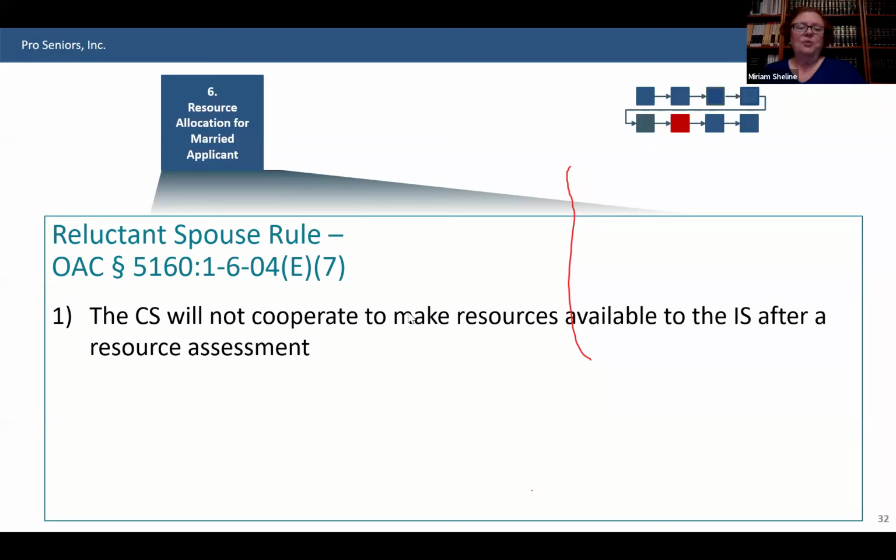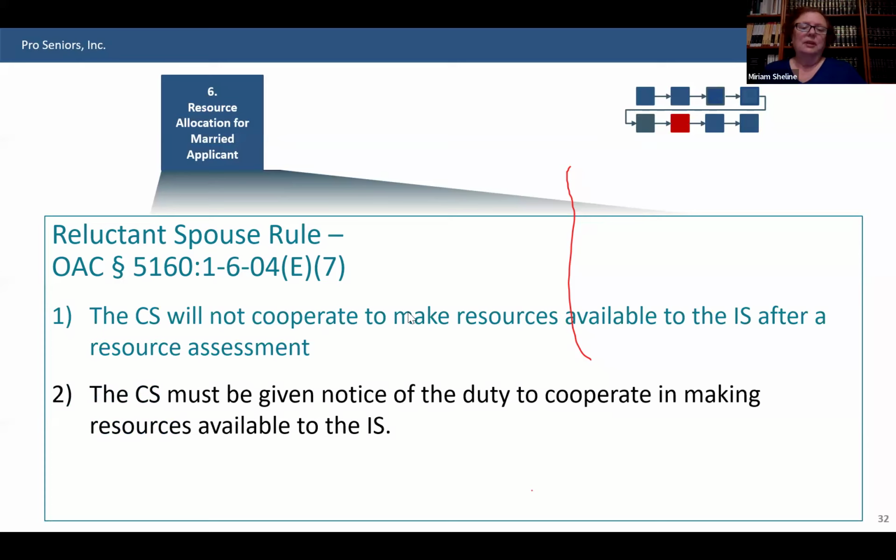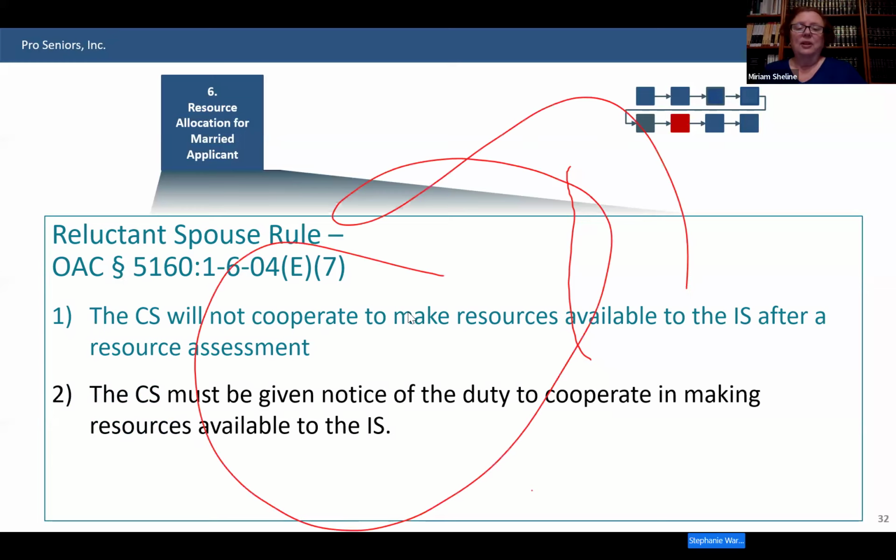If the community spouse will not cooperate to make those resources available, and after the assessment, then she must be given notice.